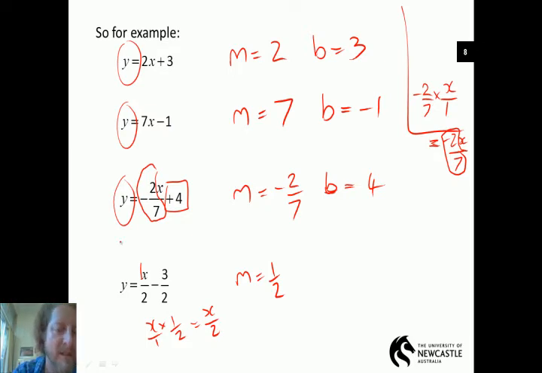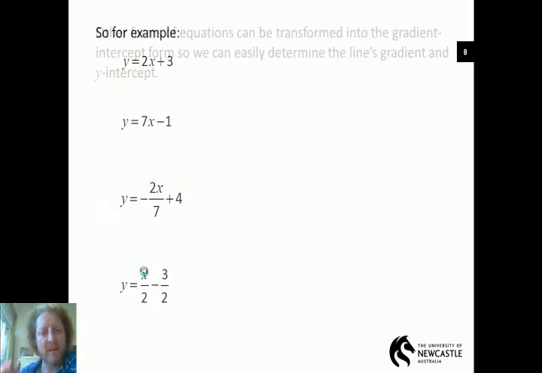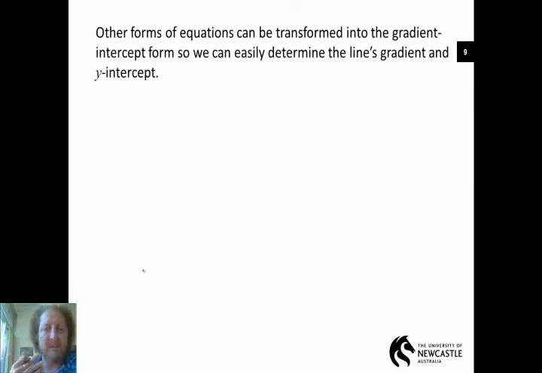Yeah, it's exactly the same thing. So if a question said y equals x on 2 like this one does, or if it said y equals a half x, same thing. X on 2 and a half x are the same thing. And the y-intercept is just minus 3 on 2. Might look a bit fancier than the others, but who cares? It's just minus 1 and a half. Doesn't matter which way we write it. There's the y-intercept.